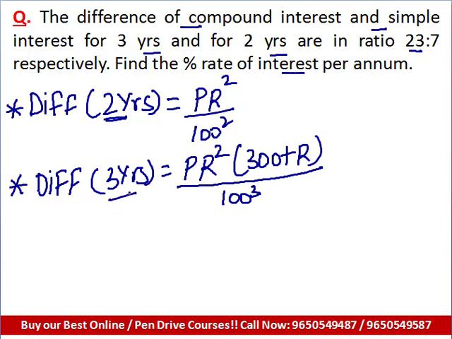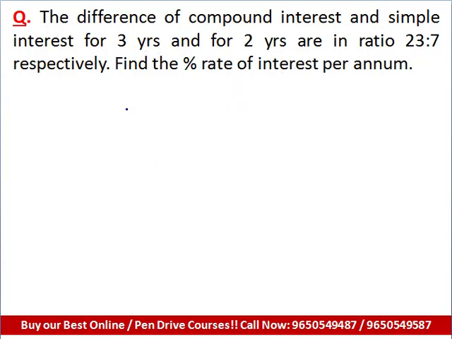Now you know that difference for 3 years is PR square into 300 plus R divided by 100 cube. Difference for 2 years is PR square upon 100 square. So you have been given the ratio. Students, ratio means nothing but plain division. The ratio is 23/7.